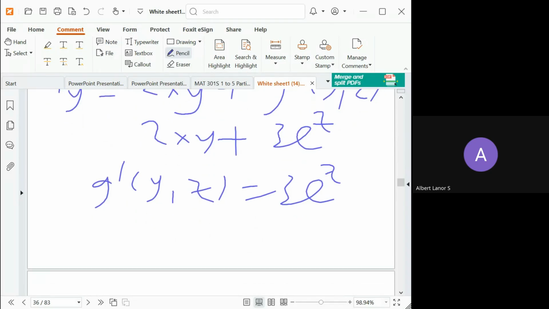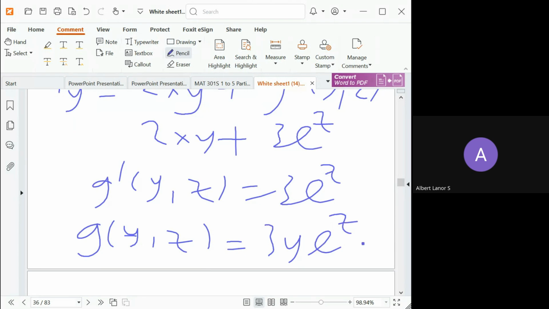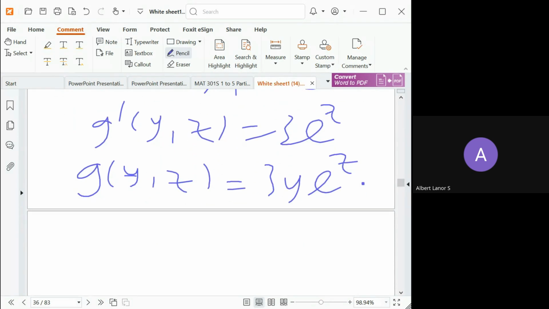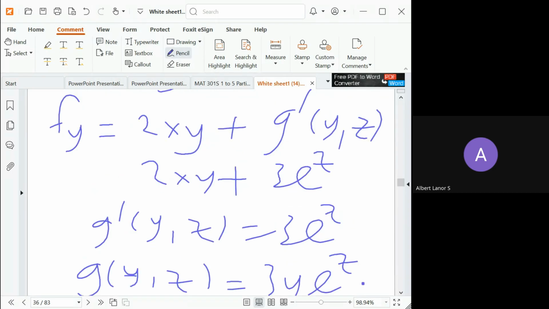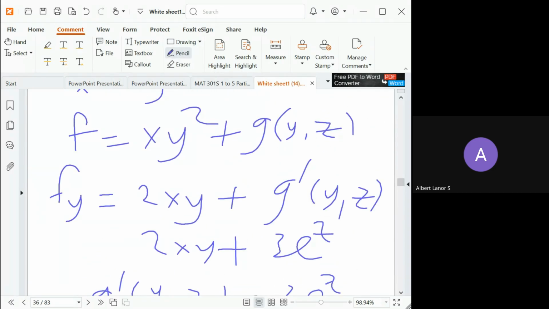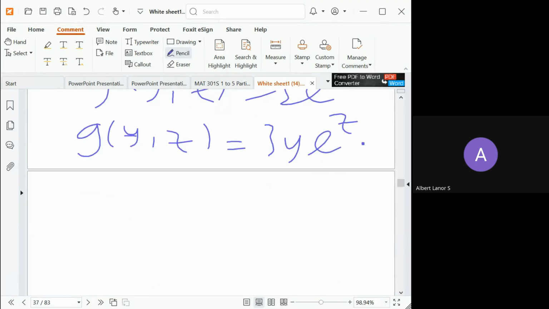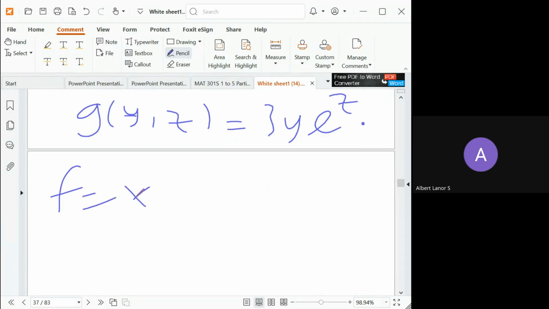So then I need to find g. Now, to get g, I have to integrate it with respect to y. Now, if I integrate this with respect to y, you have 3y e^z. Okay. Then let's substitute it into the f. So f is xy squared plus g. What is g? g is 3y e^z.